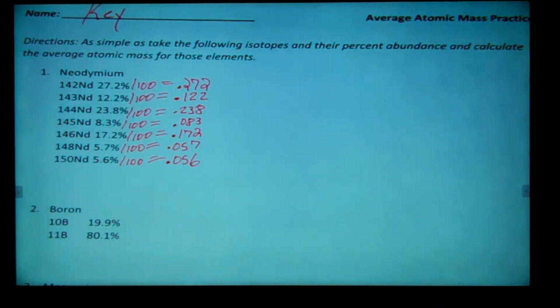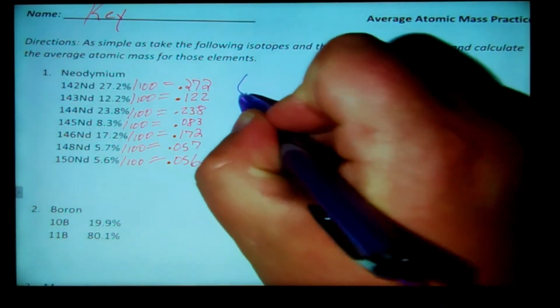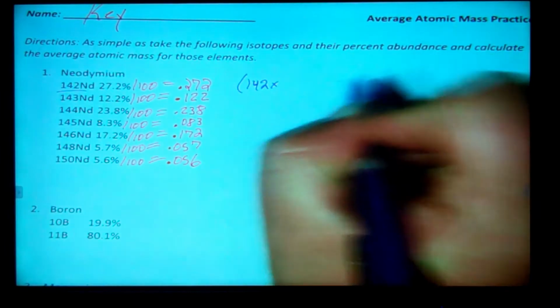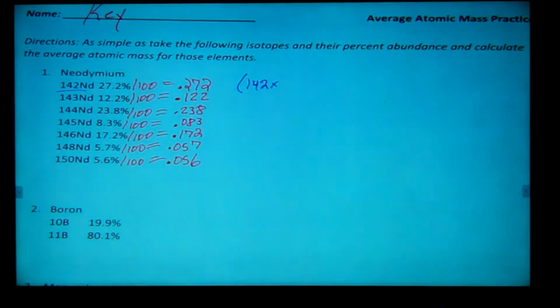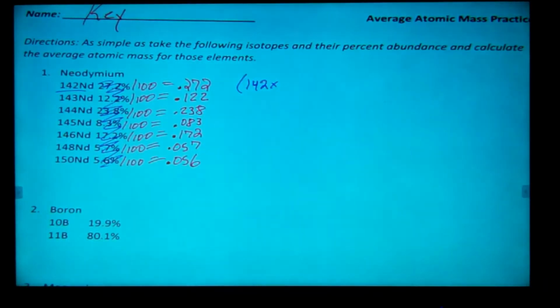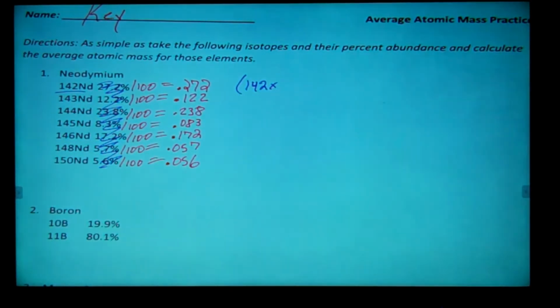Now here comes the fun part. This is the only thing that changes, is how long this thing is. Because what we have to do is use parentheses. You take the mass number, so 142, and multiply it by the decimal of that percent abundance. Don't multiply by the actual percentage. If you put that percentage in there, you're 100% wrong. You're no longer going to use these. Take those out. You're not using them. You're going to use these. That's why you did that.